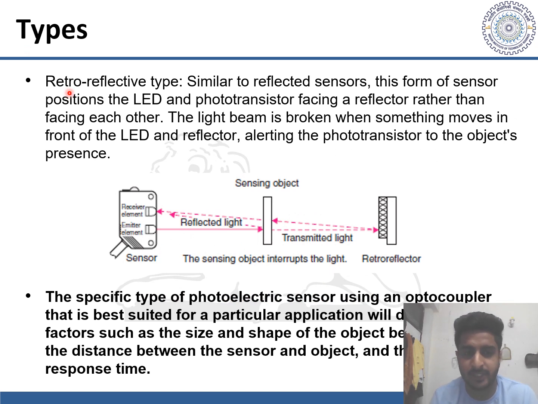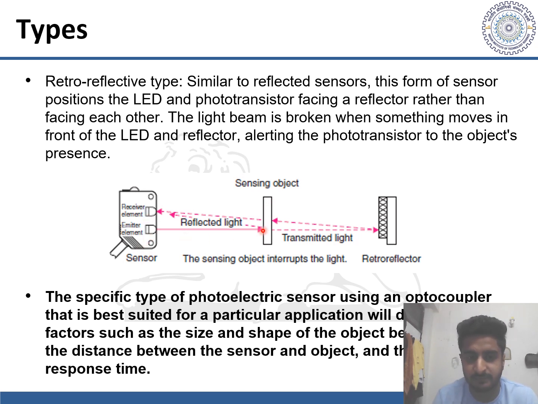So the next type of photoelectric sensor using optocoupler is the retroreflective type sensor. So similar to the reflective sensors, this form of sensor positions the LED and the phototransistor facing a reflector rather than facing each other. And the light beam is broken when something moves in front of the LED and the reflector, alerting the phototransistor of the object's presence. So as we can see in this diagram, the sensor has the emitting element as well as the receiving element.